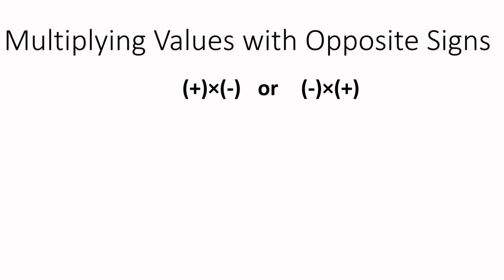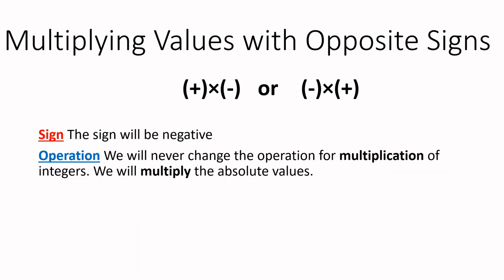However, what if the signs are opposite? Remember when we were adding or subtracting integers, and when you added more cold water, the water got colder? Or when you took away hot water, the water got colder? It's the same thing with multiplication. If you multiply a positive with a negative, or you multiply a negative with a positive, if the signs are opposite, your answer will be negative. And then we simply do our multiplication of the absolute values.